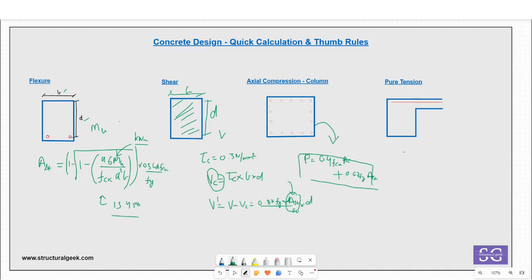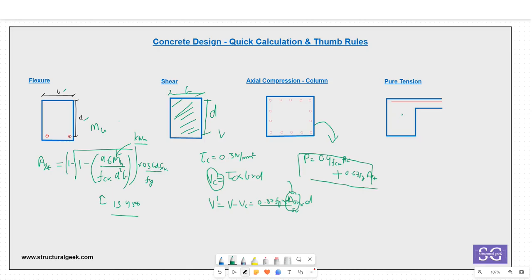Okay, then the last example that we have is, let's say, a concrete member having pure tension. In this case, when you have pure tension, the concrete is not participating at all, and let's say you are left with a tension of T. Now how do you calculate the reinforcement quickly? You right away need to equate this, since the reinforcement itself will be participating. So you only need to equate T to fy divided by the factor of safety of 1.15 times Ast. This will quickly give you the reinforcement that you need in pure tension.